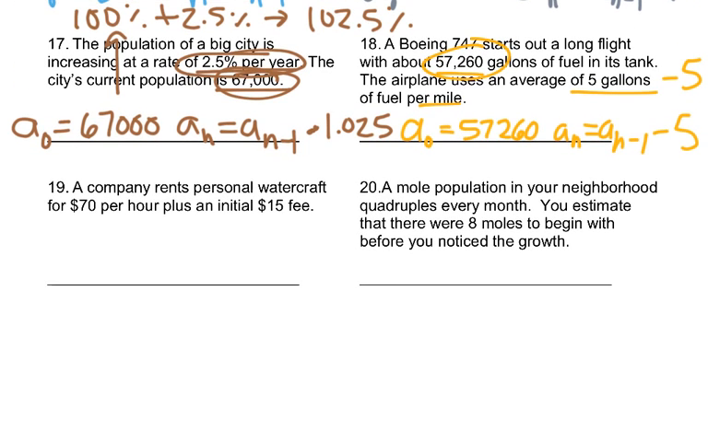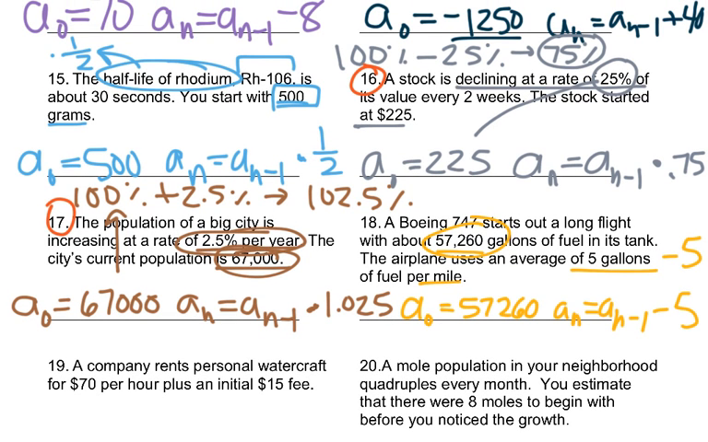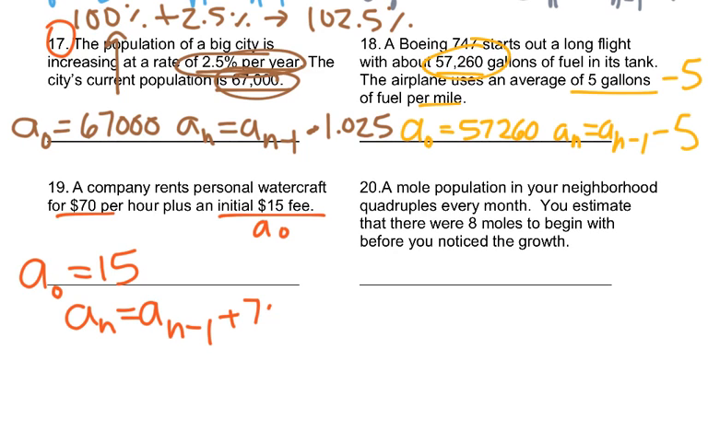All right, down to the last two. I'm sure 17 and 16 probably gave you some trouble, but they're the more difficult type. Hopefully you see how to deal with those now. Let's look at 19. A company rents personal watercraft for $70 per hour plus an initial $15 fee. So that initial $15 fee, that's my a sub 0. 70, that's my growth, so a sub 0 equals 15, and a sub n equals a sub n minus 1 plus 70. It's arithmetic there.